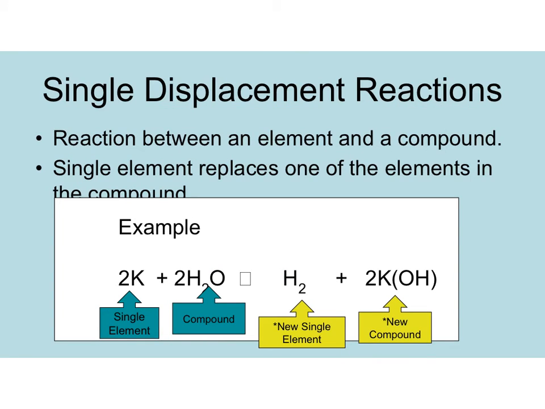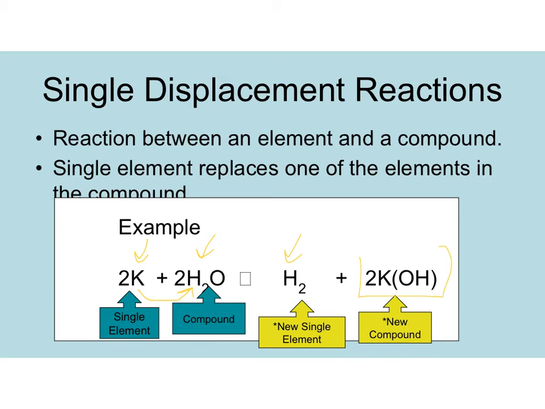Here's a good example of one. This is an example of how we make a base. You may have heard of acids and bases. How we make bases, we take metals and we put them in water. So if I take a single element, like here we have some potassium, and I'm going to add it to a compound, water, what's going to happen here is the potassium is going to displace the hydrogen. And the hydrogen is going to get kicked out, and now it's on its own.